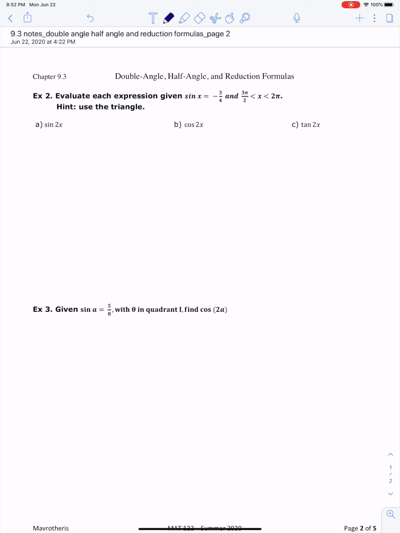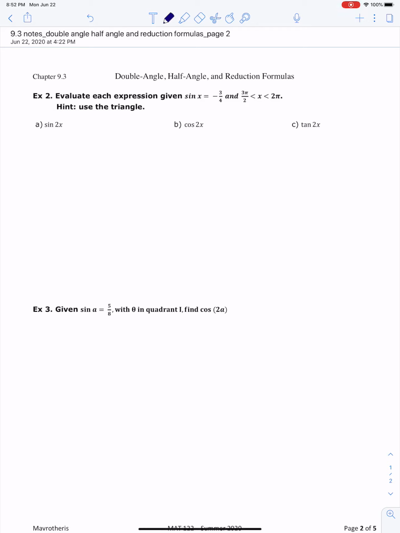Okay, these are the 9.3 notes, double angle, half angle, and reduction formulas. This is page 2 of the notes. So we are just going to dive right in. Exercise 2, example 2 here. It says evaluate the expressions. We want to find sine 2x, cosine 2x, and tangent 2x.